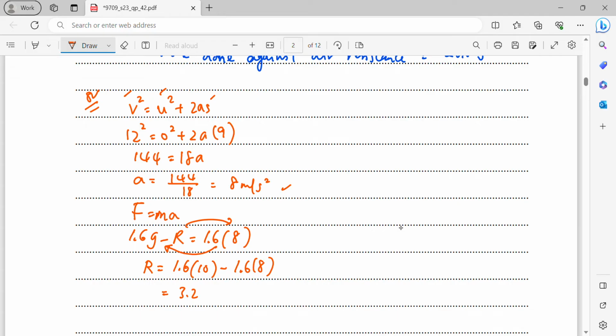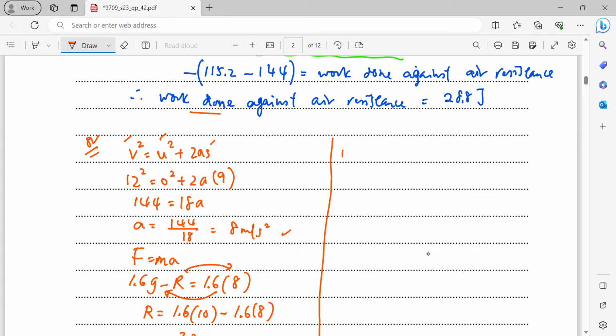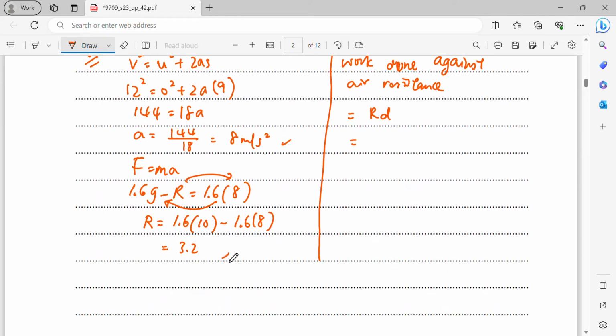This is your R. Now after this, remember, we need to get the work done. So I will say work done against the air resistance, it will be R times d, because your work done formula is actually F times d. So now our F is the R, which equals the R already found just now, 3.2. And the particle has traveled for 9 meters. Therefore, the d is 9. Then at last, I will be getting 28.8 joules.